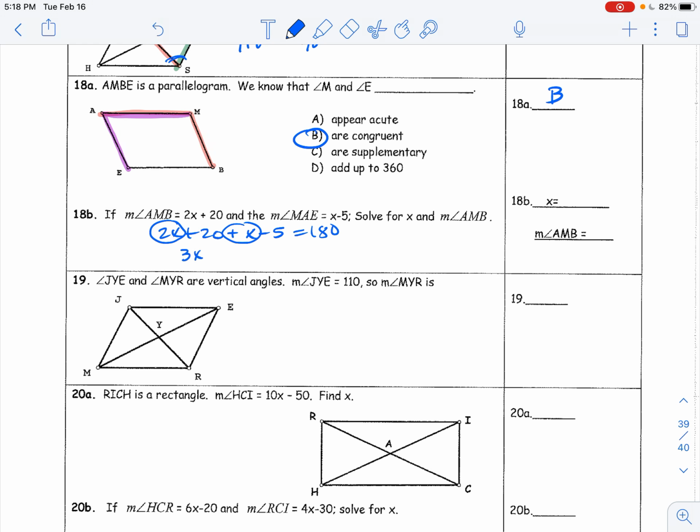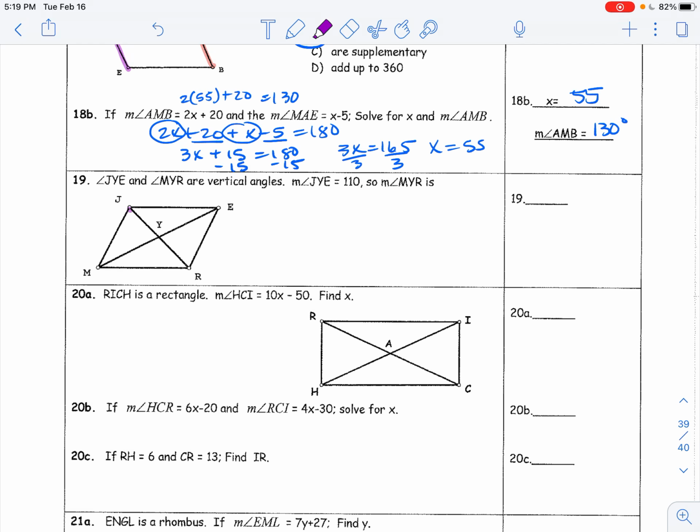Let's go ahead and combine like terms. I have 2 x's and 1 more x make 3x. And if I have 20 minus 5, that's a total of 15 on the left. I'm going to subtract 15 on both sides. That'll give me 3x is equal to 165. And when I divide both sides by 3, x is 55. So the measure of AMB, which is this guy right here, I would substitute in for my x, 55. So 2 times 55, that's 110 plus 20, make 130.